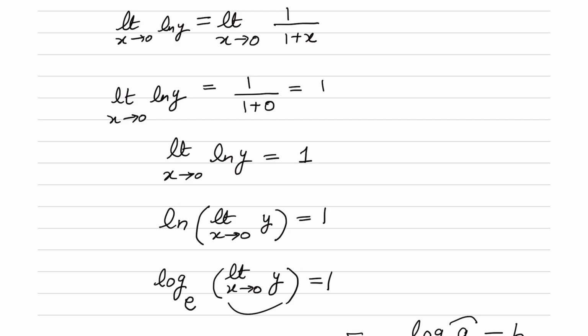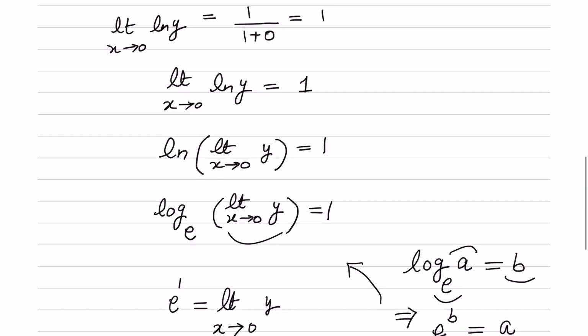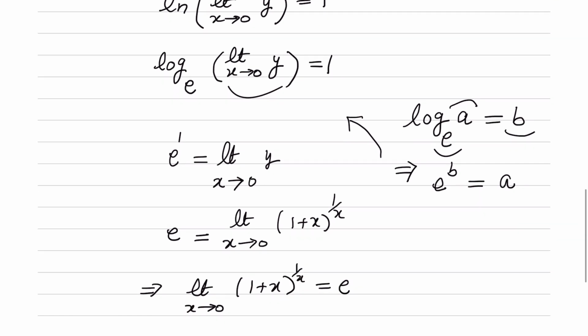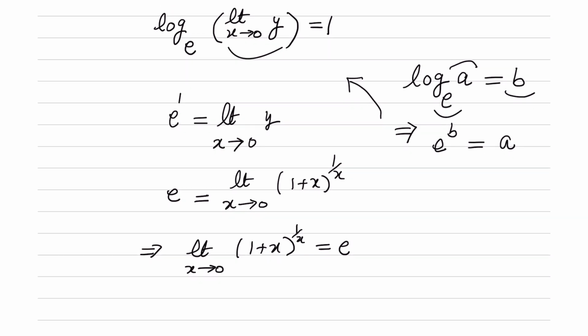Bring the limit inside and ln outside. Ln is also written in the log e form. Turn that expression into the exponential form. Put in the value of y, and you are done with your question. So this is how you will treat every indeterminate form of the kind 0 to power 0, infinity to power 0, 1 to power infinity.